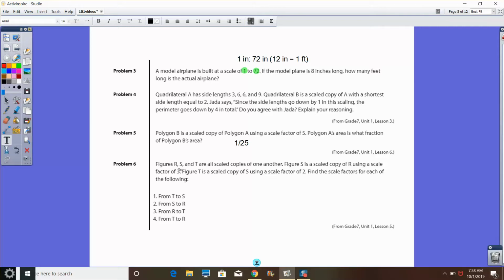And then you scale figure S to get figure T using a scale factor of 2. That means T is going to be twice as big, okay? So for all of these, you may want to perhaps start with a figure S and then scale it using a scale factor of 3, a scale factor of 2, to kind of help you answer these questions. Give yourself a visual to go with that.